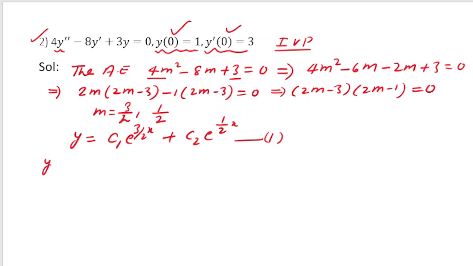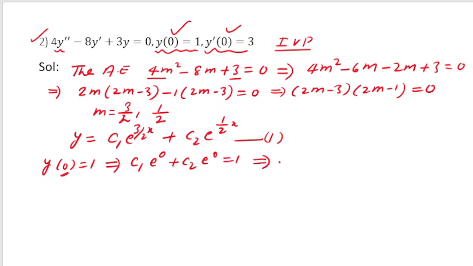It is given that y(0) is equal to 1. So basically what does this mean? It means that if I take x is equal to 0, in this I will get y is equal to 1. So I will take c1 e to the power 3 by 2 into 0, so it will be e to the power 0, and plus c2 e to the power 1 by 2 into 0, because I am taking the x value 0, so it will also be e to the power 0, and it is given to be 1.